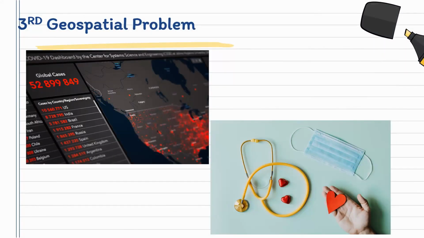The third issue is that a health department wants to see if there are spatial patterns between countries and disease prevalence. If present, they would like to identify regional factors that will contribute to a higher or lower prevalence of disease. How can you solve the problem?